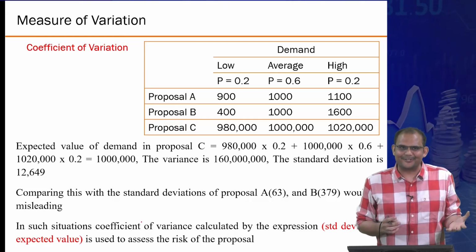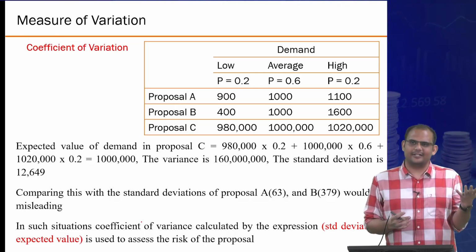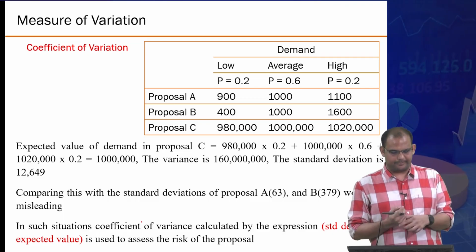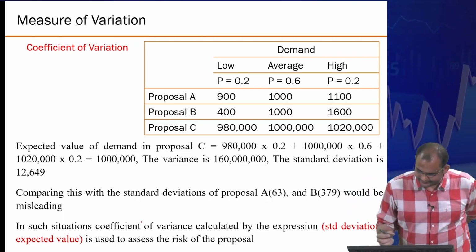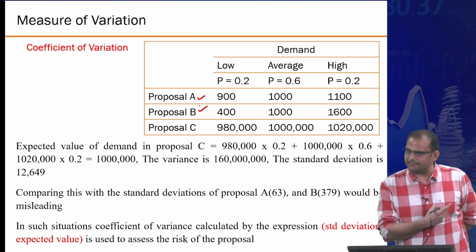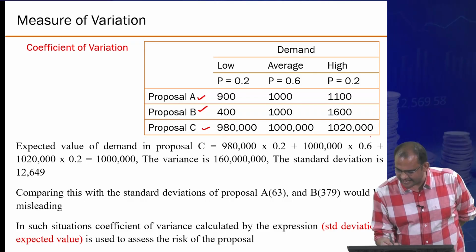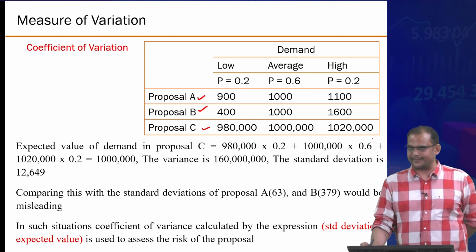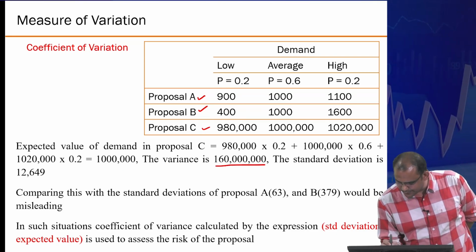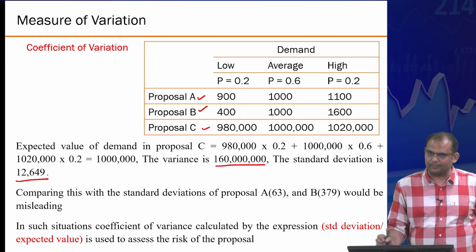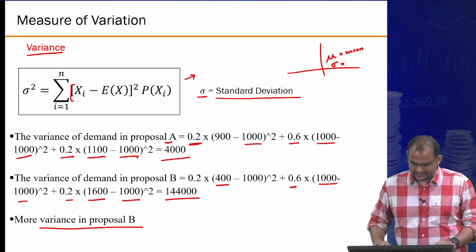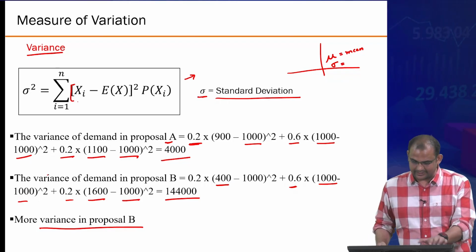The problem with variance, while it is a good method, is that it is not easy enough or intuitive enough to understand. And I'll give you an example of proposal A, B, C here. In proposal C, A and B are the same that we have seen. In proposal C, the values are almost multiplied by 1000 times, right? So in this case, the variance is coming out to be this huge value, and the standard deviation is also a pretty large number, compared to the values that we have calculated here, 4000 and 144,000. This is the variance.